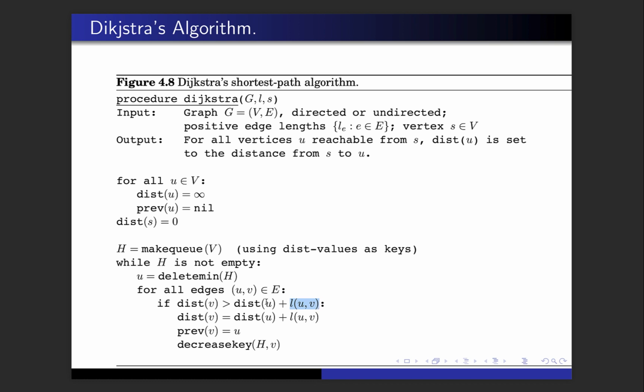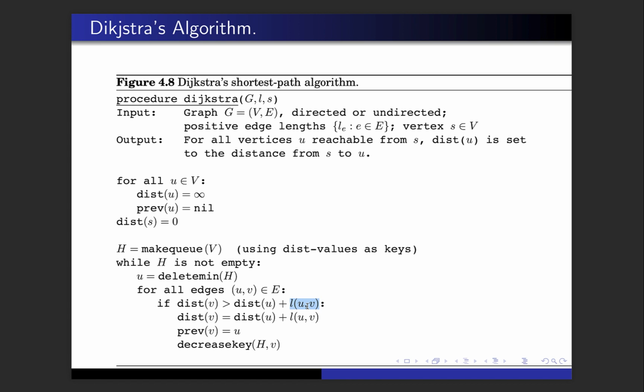What is this inequality doing? Well, you're saying the distance up to U so far plus the weight of the edge UV is giving me a value that is less than the current distance to V. That means that if I want to find the shortest path to V from S, it's better to go to vertex U and then follow the edge UV than doing whatever I stored so far to get to vertex V.